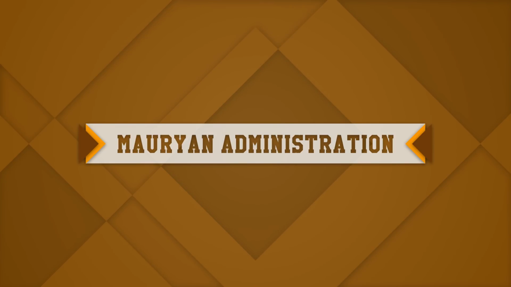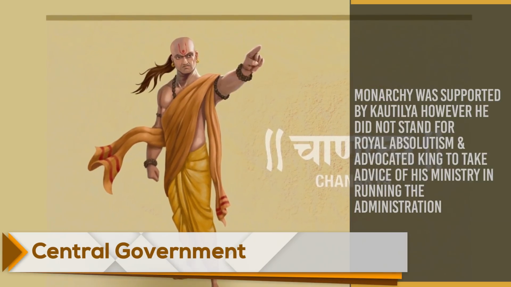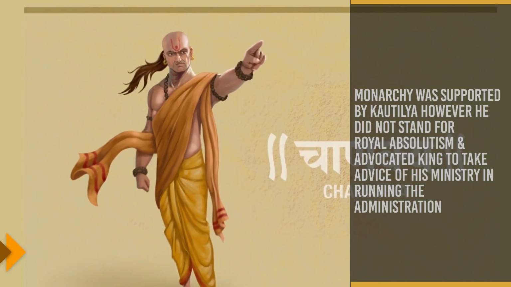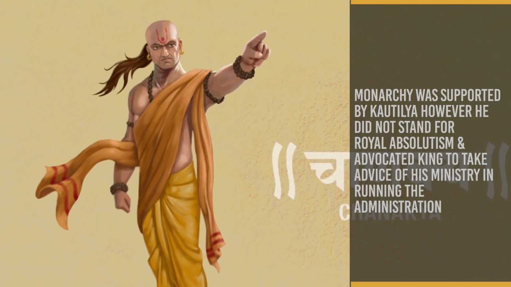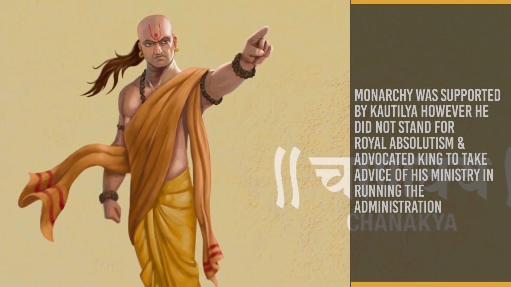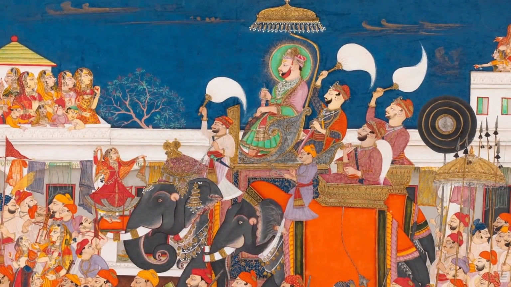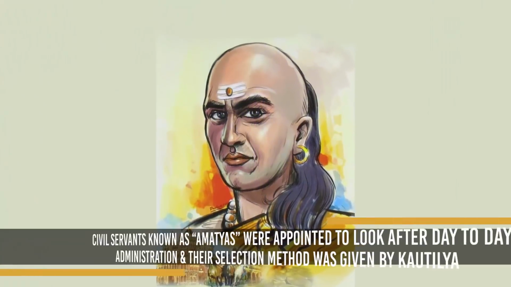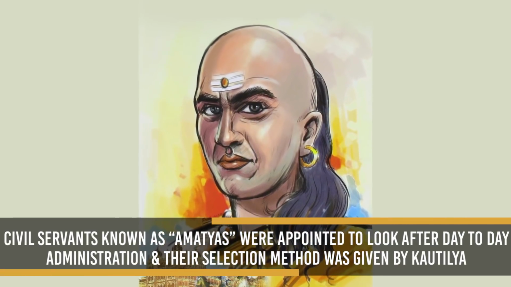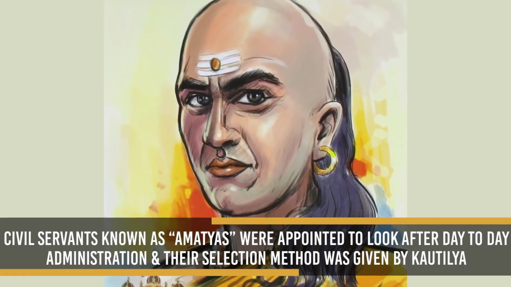Mauryan administration, central government. Monarchy was supported by Kautilya, however, he did not stand for royal absolutism and advocated that the king take the advice of his ministry in running the administration. A council of ministers called Mantri Parishad assisted the king in administrative matters. Civil servants known as Amatyas were appointed to look after day-to-day administration, and their selection method was given by Kautilya.